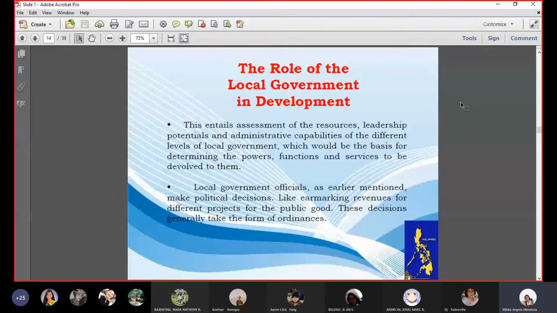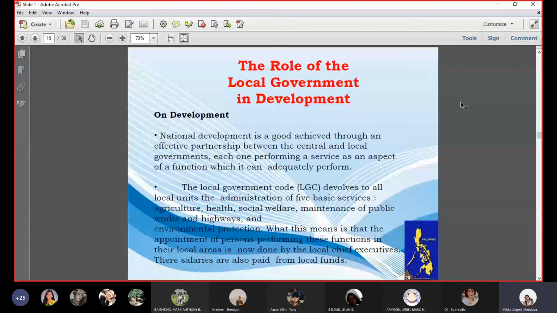They make political decisions. So, moving on to development, national development is best achieved through an effective partnership between the central and local governments, each one performing a service as an aspect of a function which it can adequately perform. The Local Government Code, or the LGC, devolves to all local units the administration of 5 basic services such as agriculture, health, social welfare, maintenance of public works and highways, and environmental protection.